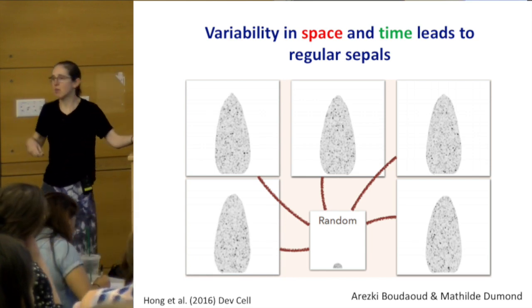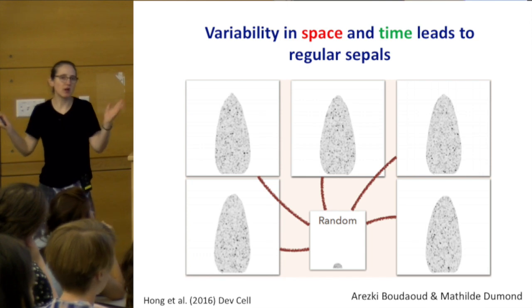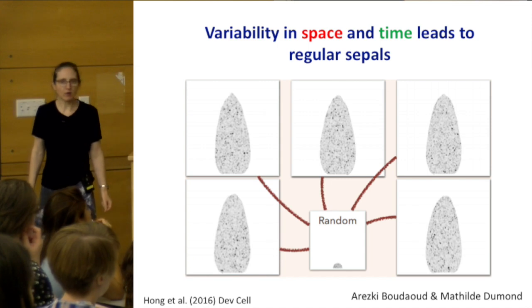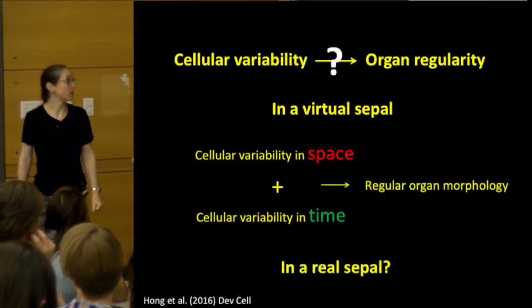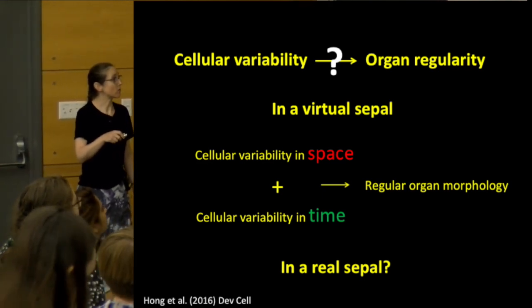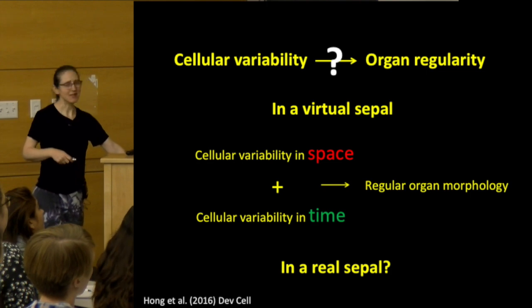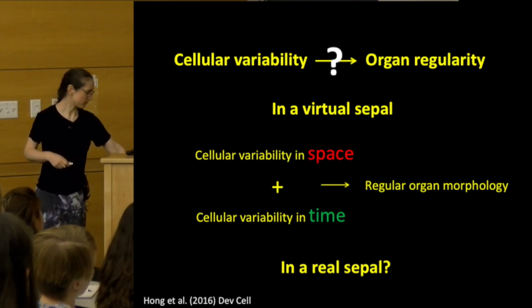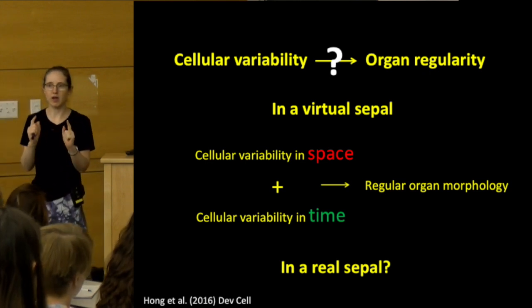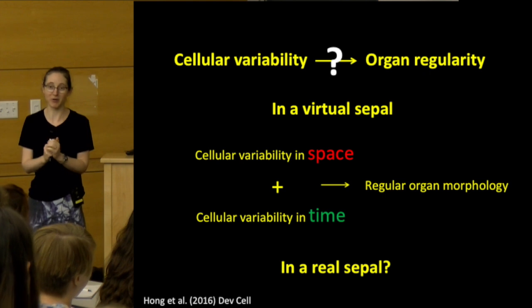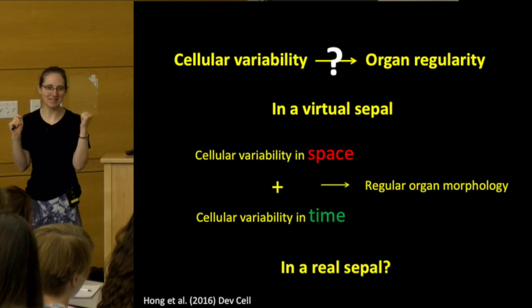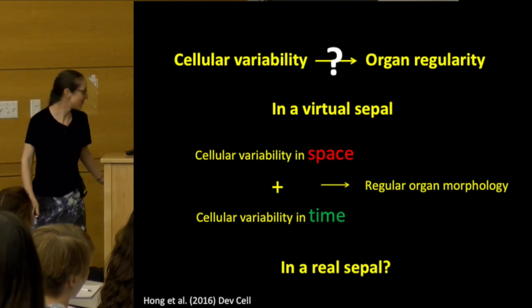And we thought this was just a theoretical model, and we were doing the biology and these two things, we were going to publish these separately. But we started thinking, okay, now wait a minute. Is this what's actually going on in real life? So if we've got cell variability in space and in time, in the model, we get regular organ morphology. Is that what's happening in our real sepal? And I have to tell you, one of the moments that I loved in this project was where we finally realized that this is exactly what's happening in our real sepal. It was just one of those light bulb goes on type of moments. Like, wait, that's actually how it's working. It's not just a theoretical model.